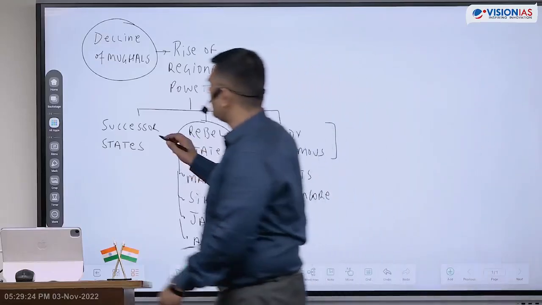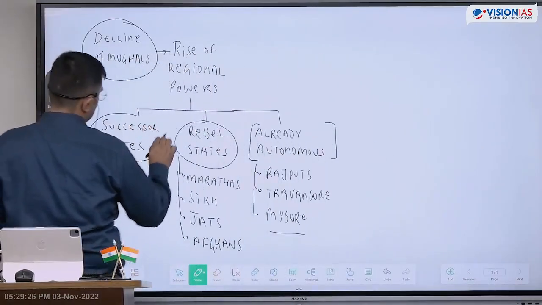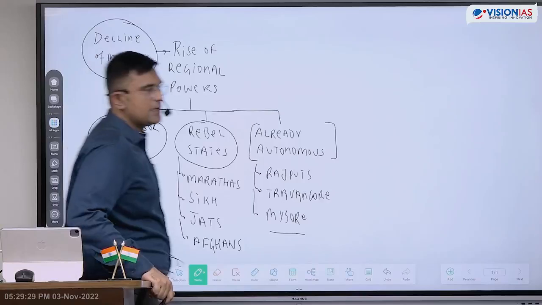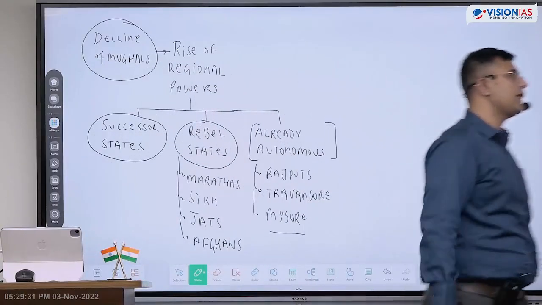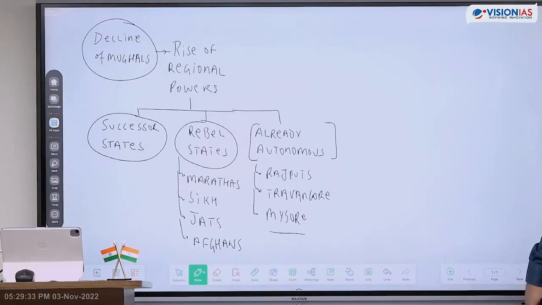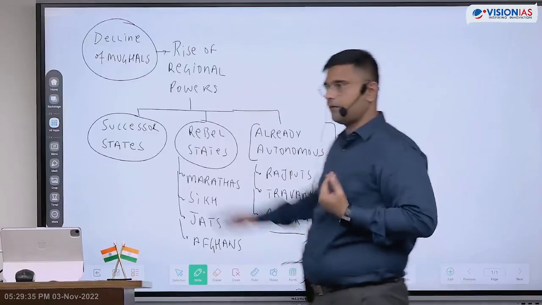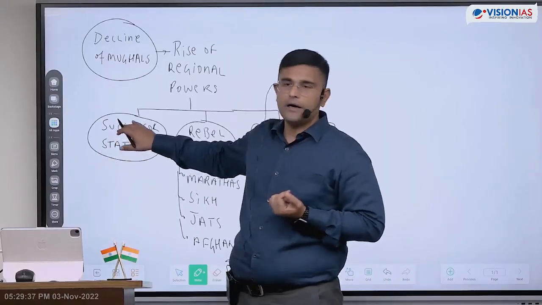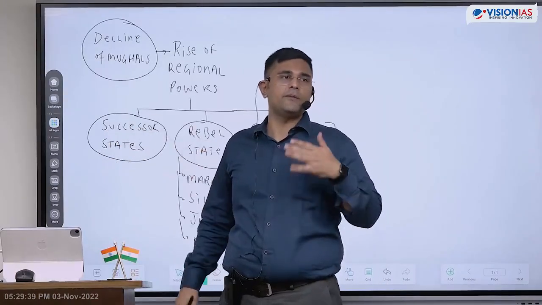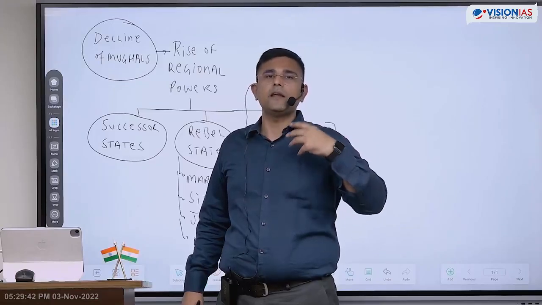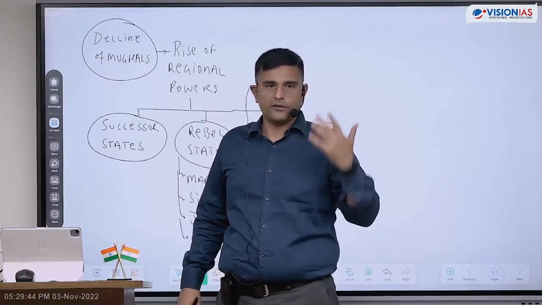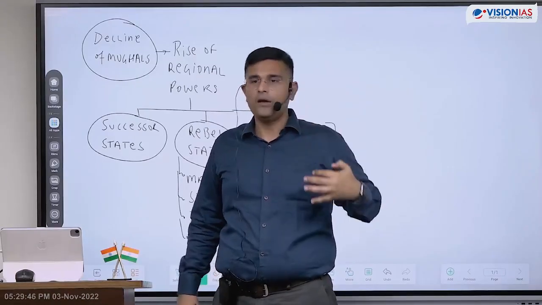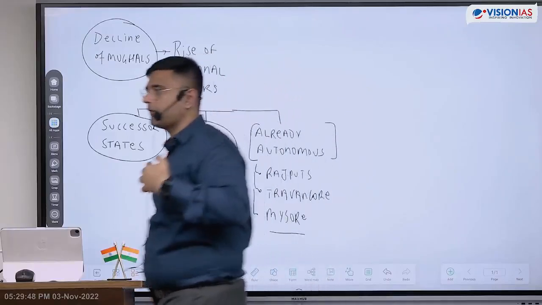Then there was something called successor states. What about the successor states? Look at the name, successor states. States, we understand what it is. Then another word is successor. Successor in Hindi means Uttaradhikari, something related to inheritance, right? So a successor is a person who inherits the family property or the family wealth.